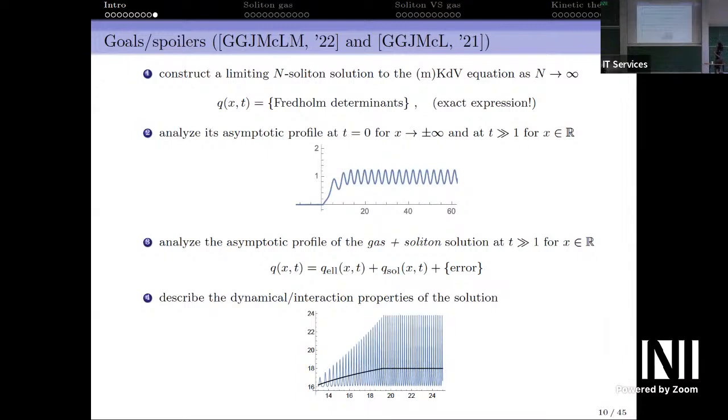And finally, we analyze the velocity of the soliton as it passes through the gas. I'm going to explain better what this picture means. This is the velocity of the soliton as it passes through the gas.